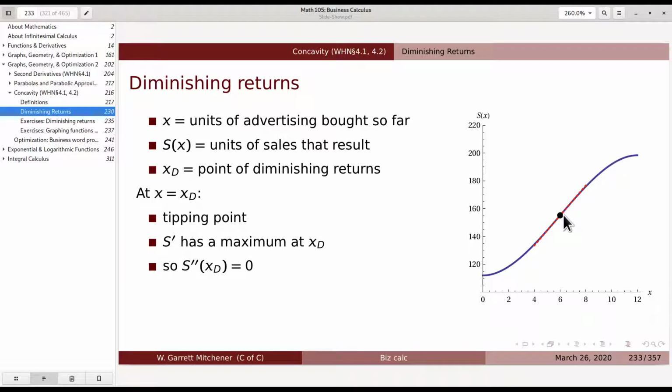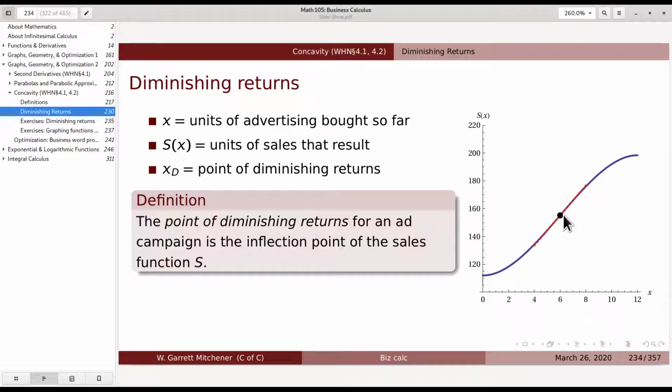And right in between is a tipping point. That's where the rate of sales, S prime, has its maximum. And in order for that to be the case, S double prime must be 0 there. So that's the sort of funny thing. S prime has a critical point. Its derivative is S double prime. So what we're looking for is the inflection point of this sales function. So there you go. The point of diminishing returns for an ad campaign is the inflection point of the sales function S.